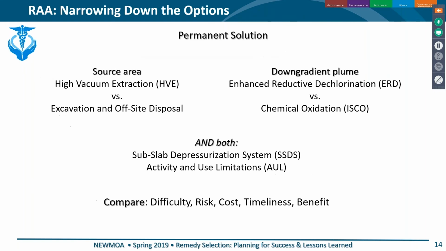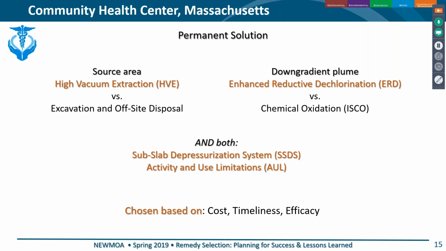So we ended up narrowing it down to 2 source area options and 2 plume options. And in both cases, the building had to be protected with an SSDS, and there had to also be institutional controls, an AUL. So in a comparison, we chose high vacuum extraction for the source area and enhanced reductive dechlorination for the plume area, based on cost, timeliness, and efficacy.